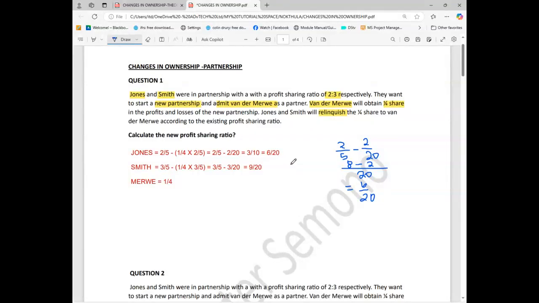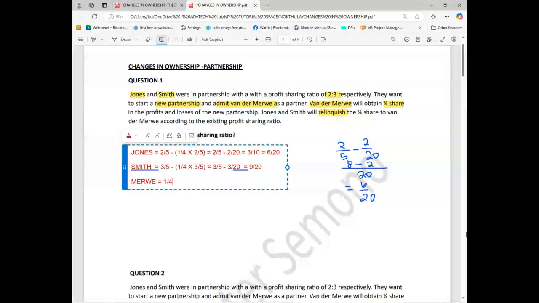No problem. Now, we look at the new partner. Again, the new partner must have the same denominator as 20. What do you think I must do to the 1 over 4 to get a base of 20? 1 over 4. 4, 8, 12. 4 times 5. You'll get 20.